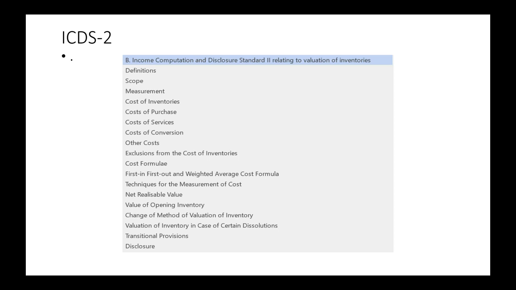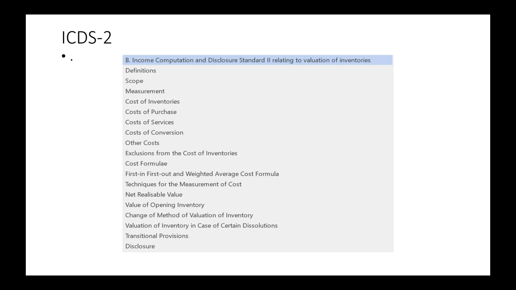NRV with regard to, normally, WIP items. Value of opening inventory. We had detailed discussions on how to go in for the value of opening inventory in case of a new business, or in case of a business which was there in the last year. Obviously, last year's closing balance will come as the opening inventory, and if it is a new business, whatever is my cost of acquisition will be my opening inventory.